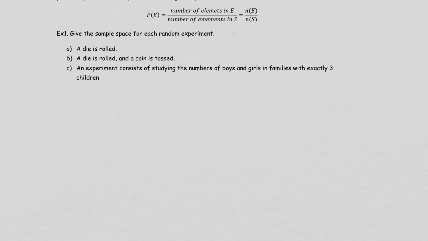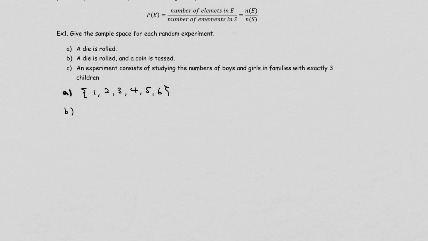First example is asking us to find or give the sample space for this random experiment. The first experiment is rolling a dice. So when you roll a dice, you have 6 sides. So you can have 1, 2, 3, 4, 5, 6. So those are the outcomes you can have, and we call that sample space.